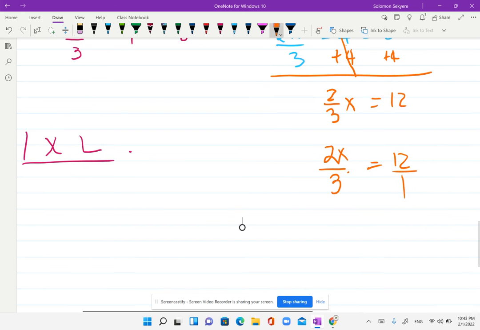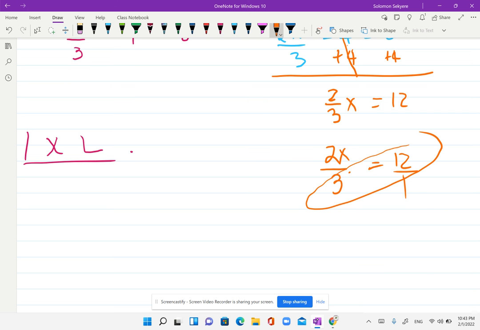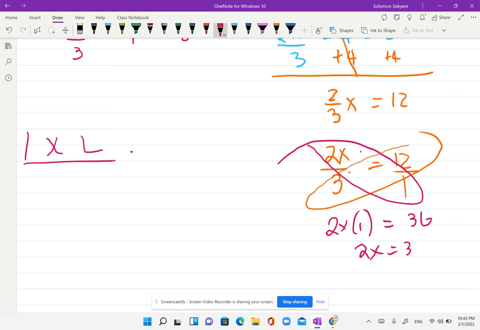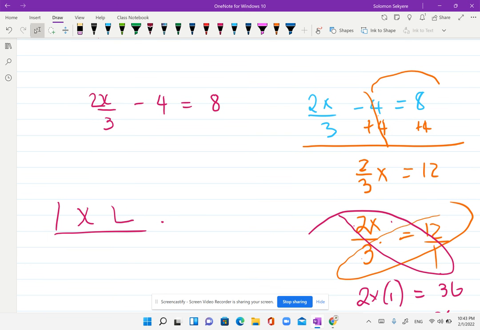One way of doing this is you cross multiply, the butterfly method. Cross multiply. 2x times 1 is equal to 3 times 12, 36. So 2x is 36. And then we divide by 2 and say x equals 18. So you see how we did that? Just follow the rules. You know it's a fraction, but don't let it scare you. Move your integers to one side.